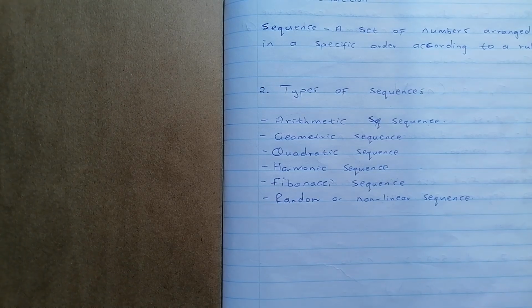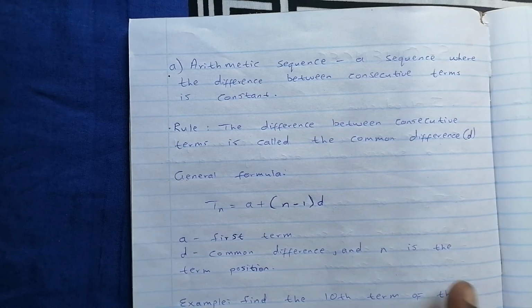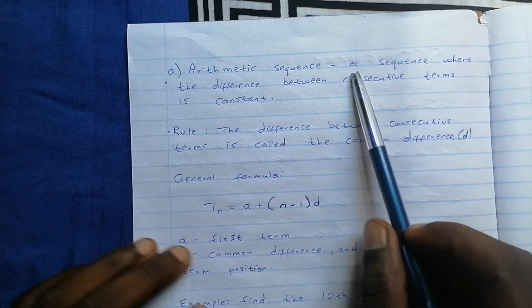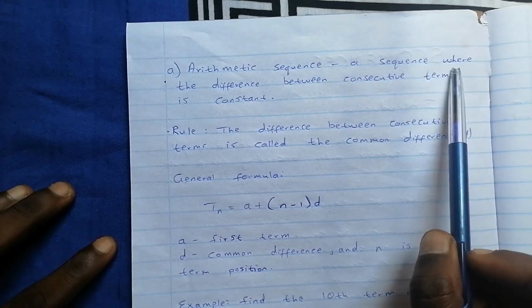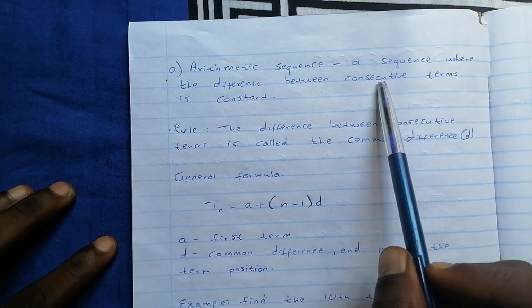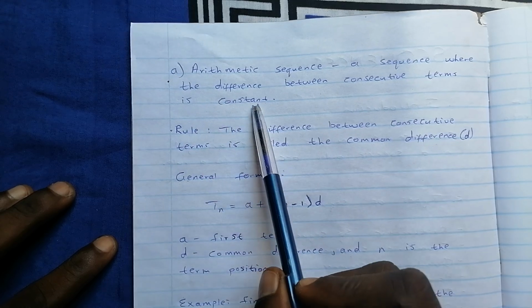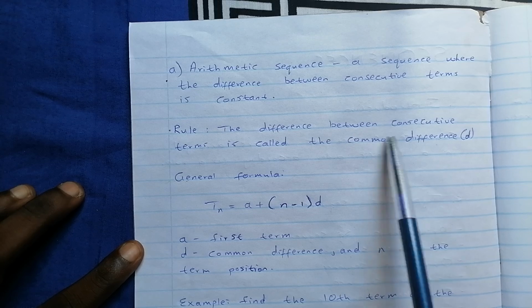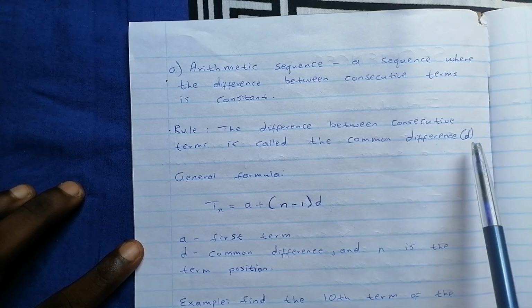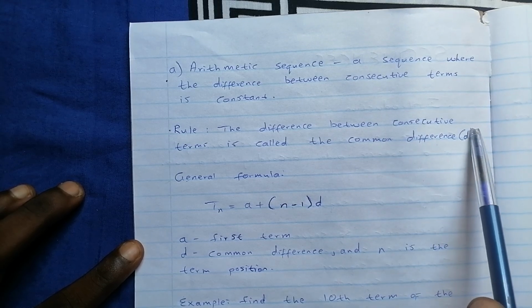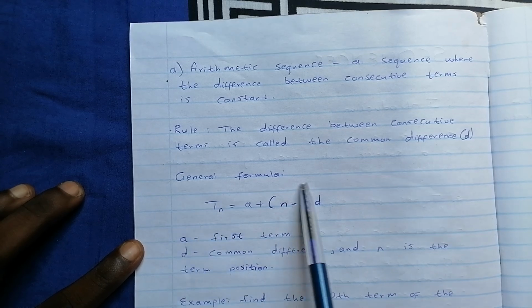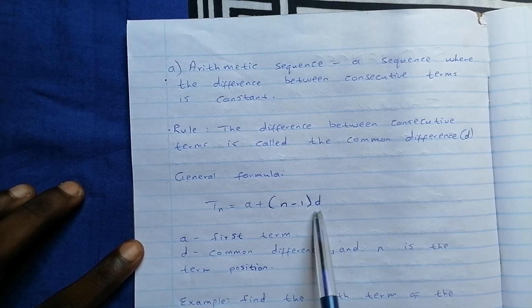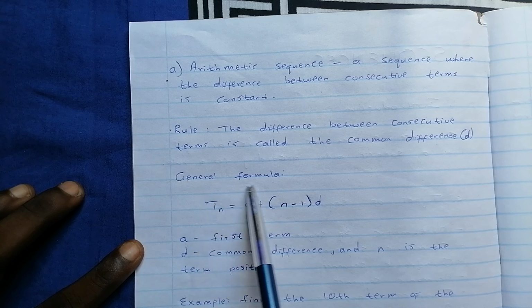Let's look at the arithmetic sequence. An arithmetic sequence is a sequence where the difference between consecutive terms is constant. This difference is called the common difference and is denoted by d. This is the formula we are going to use in this section.